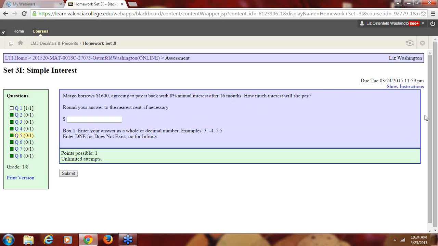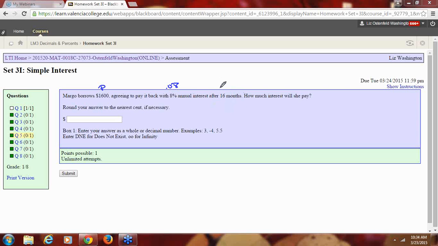Okay. This one says, Margot borrows 1,600, so that's your P, agreeing to pay it back with 8% interest after 16 months. How much interest will she pay? Okay, this one is tricky because it's not in years.